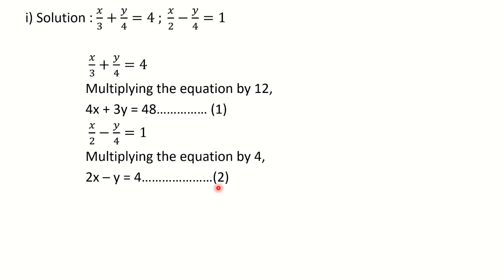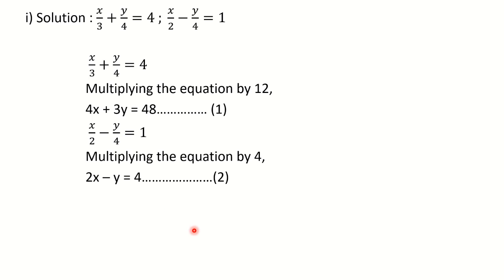Okay, so from the fractions we have obtained the easier equations. We have converted them to the standard form. Now observe the equations here. Here you have 3y and here you have minus y, which means the coefficients are not equal. So if we multiply this equation by 3, they will be equal. And then if we add them, y will be eliminated.